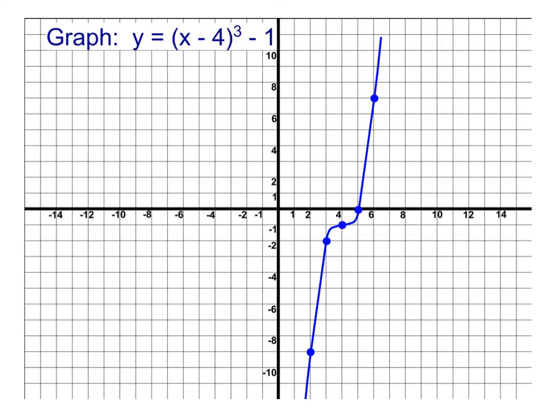It'd do the same thing here. It'd flip it upside down. So instead of going up on the right, it would go down on the right side. And instead of going down on the left, it would go up on the left. And so you'd end up with a graph that looks more like that. But the patterns are all the same.